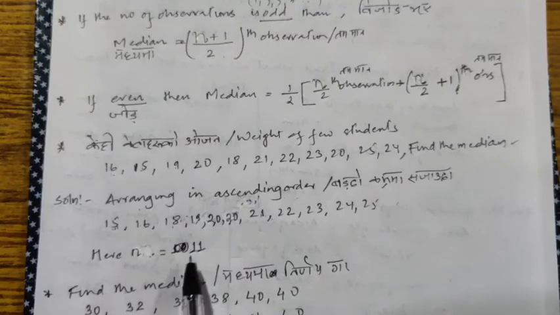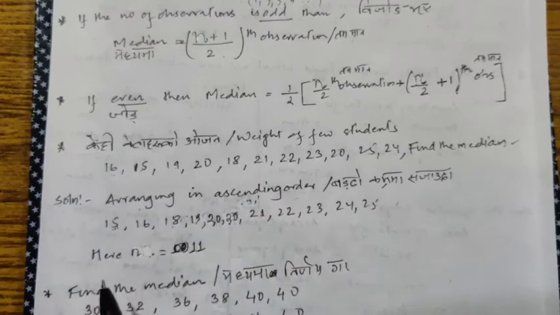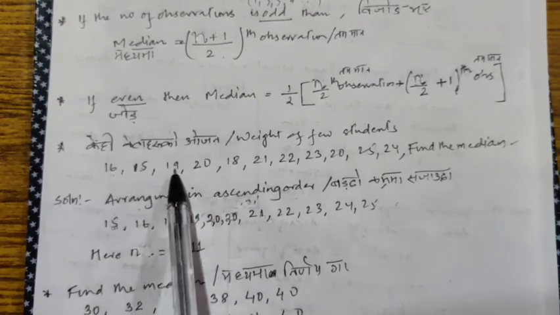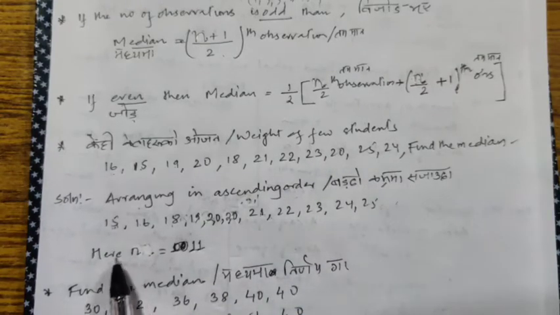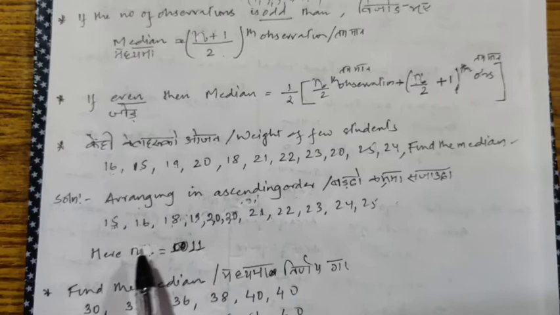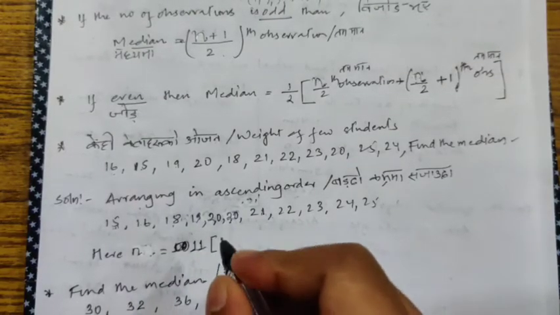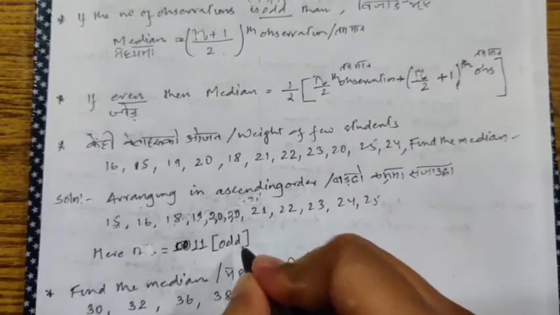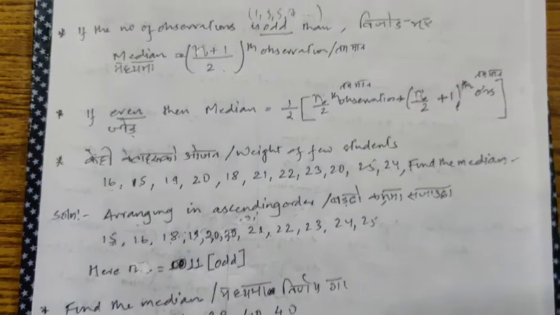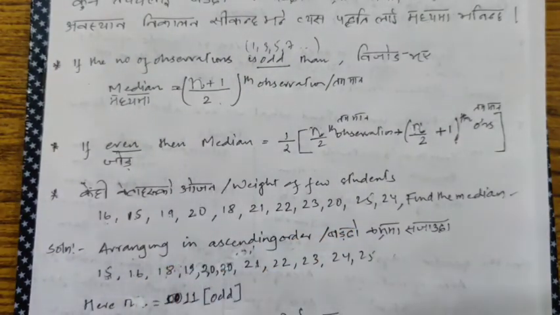So here n equals what? Number of observations. Let's count. Don't count the number of observations from here. Sometimes you might get it wrong. Always do it from the question. Let's count: 1, 2, 3, 4, 5, 6, 7, 8, 9, 10, 11. So here n equals 11, the number of observations is 11. 11 is what kind of number? Odd or even? It's an odd number. Odd numbers are 1, 3, 5, 7, 9. Now if the number of observations is odd, this is the formula. So let's try solving.